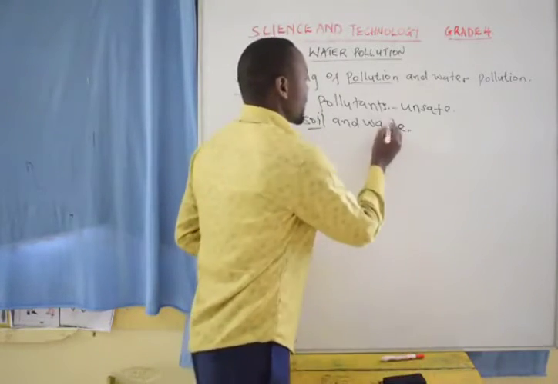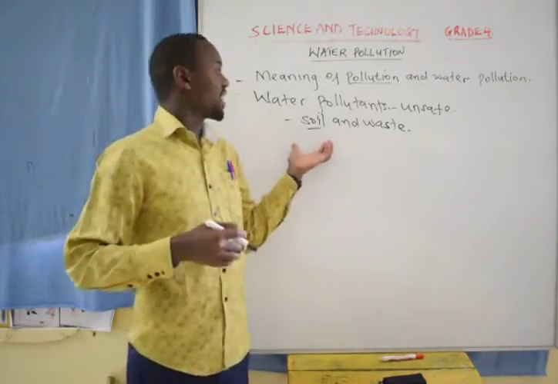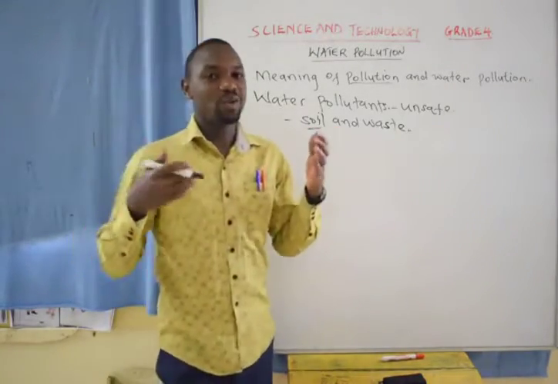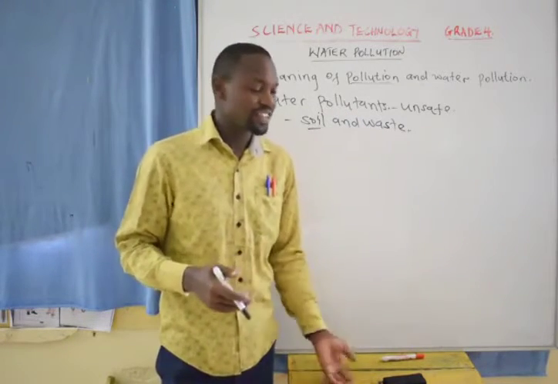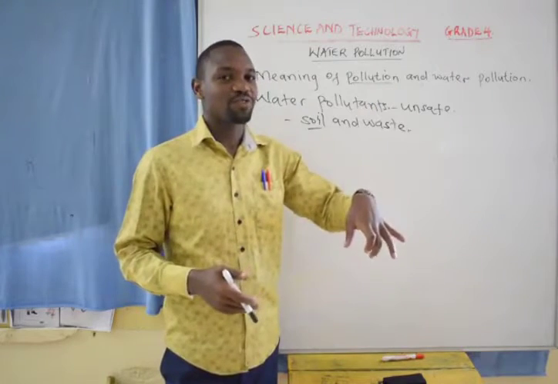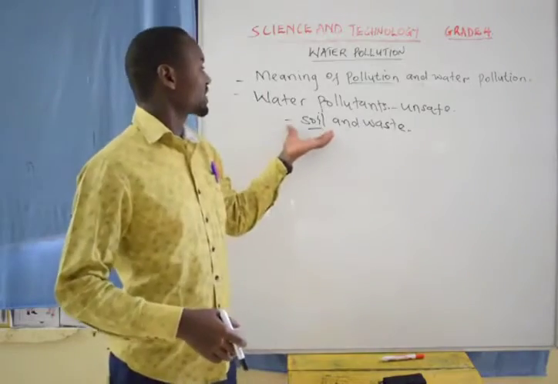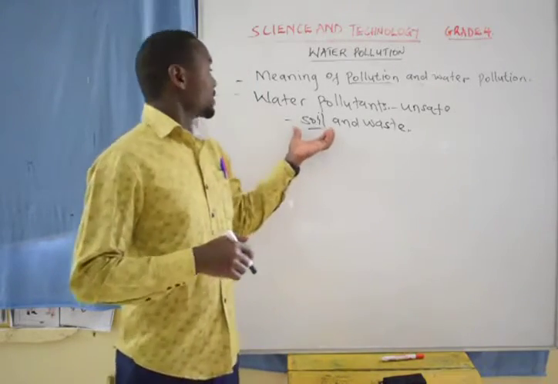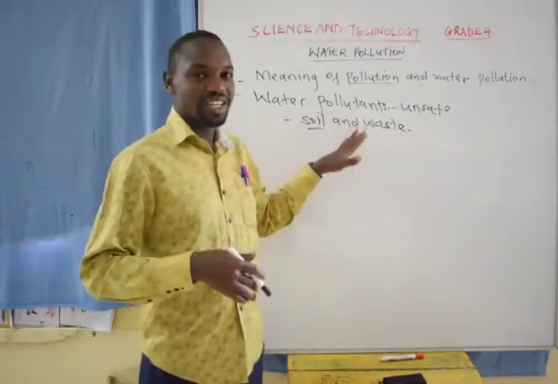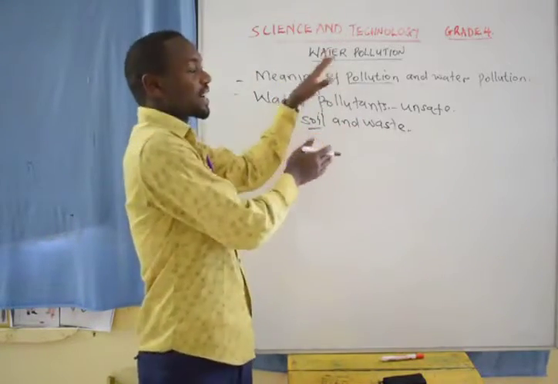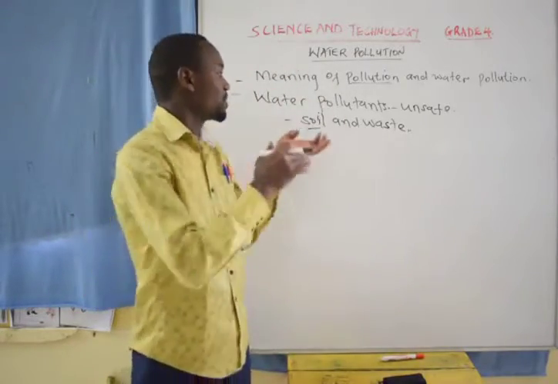There are very different ways in which waste pollutes water. I've discussed soil. For example, if you take clean water in a glass and drop some soil into that glass, you can no longer drink that water. Why? Because it contains soil. Soil is a water pollutant. Soil pollutes water, especially when it rains, because once the water is flowing from a higher ground to a lower ground, it carries with it a lot of soil. That water is already polluted.